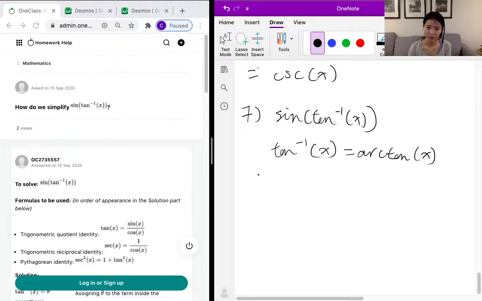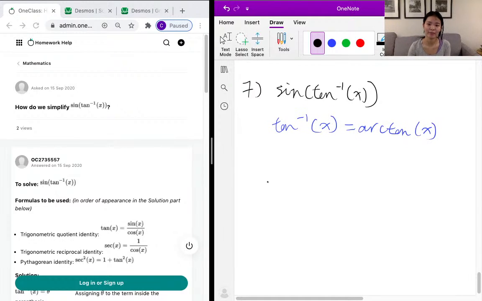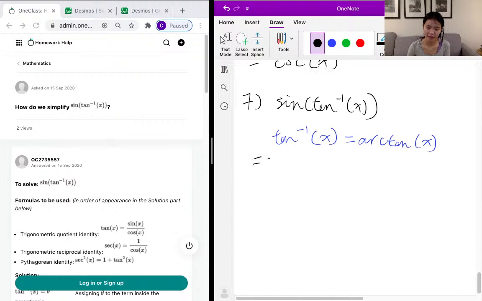Alright, actually let's put this thing in blue so that you're not confusing it with our steps, because this is kind of like a side note or some pre-existing things that we already know. So we know sine of inverse tan of x is basically just saying sine of arctangent of x.